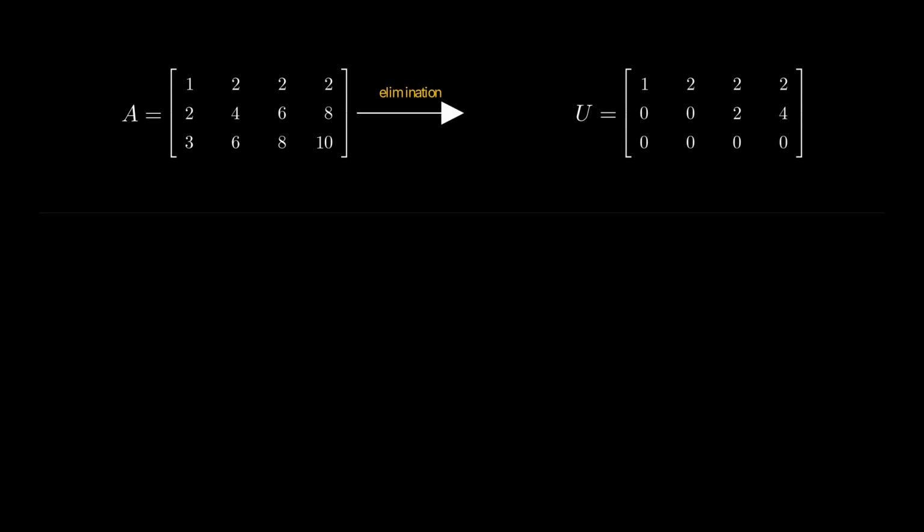Here's our 3x4 matrix A and its echelon form U. Let's perform elimination. Take row 2 minus 2 times row 1 to get 0, 0, 2, 4. Then row 3 minus 3 times row 1 also gives 0, 0, 2, 4. Finally, row 3 minus row 2 gives all zeros, so U equals the matrix with rows 1, 2, 2, 2, then 0, 0, 2, 4, then 0, 0, 0, 0.